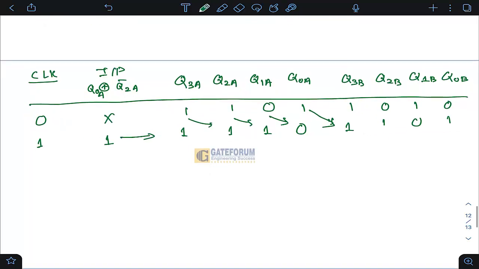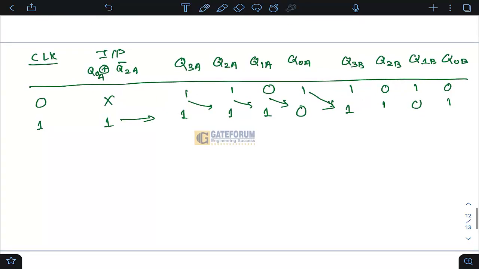Fine. Now let us again evaluate the input and we'll give the second clock. Q naught A is 0 now, and Q2 complement, if I find it out, 1 complement is 0. So 0 XOR 0 will be 0. Now you give the second clock. This 0 will be coming here, this one here, this one here, this one here, this 0 here. So now this 0 has come. These 3 bits will be pushed by 1 place. So 0 followed by 1.